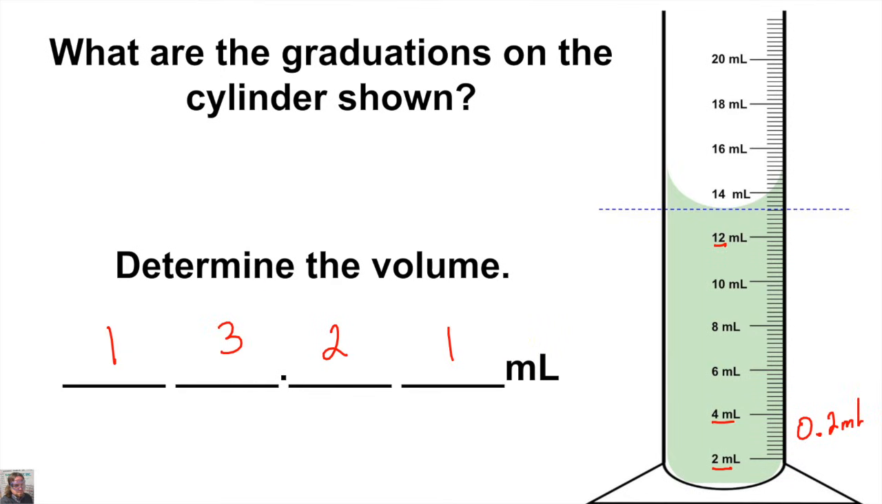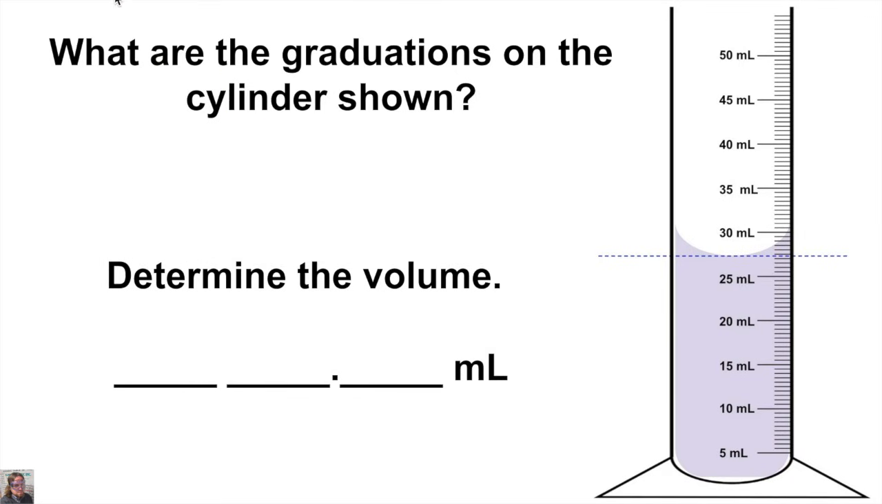Let's take a look at another example. In this example, once again, we have a liquid that is in this graduated cylinder. We need to determine the precision of our graduated cylinder. So if we take a close look, this is 5 milliliters here, this is 10 milliliters. So what does each one of these little lines represent this time? Well, each one of these little lines is going to represent 0.5 milliliters. And so our graduated cylinder here is graduated by 0.5 milliliter increments.